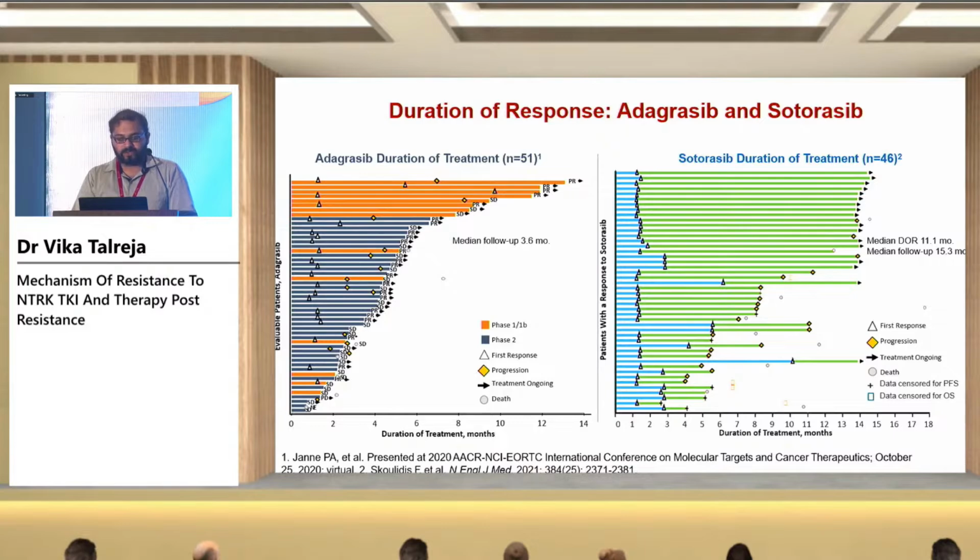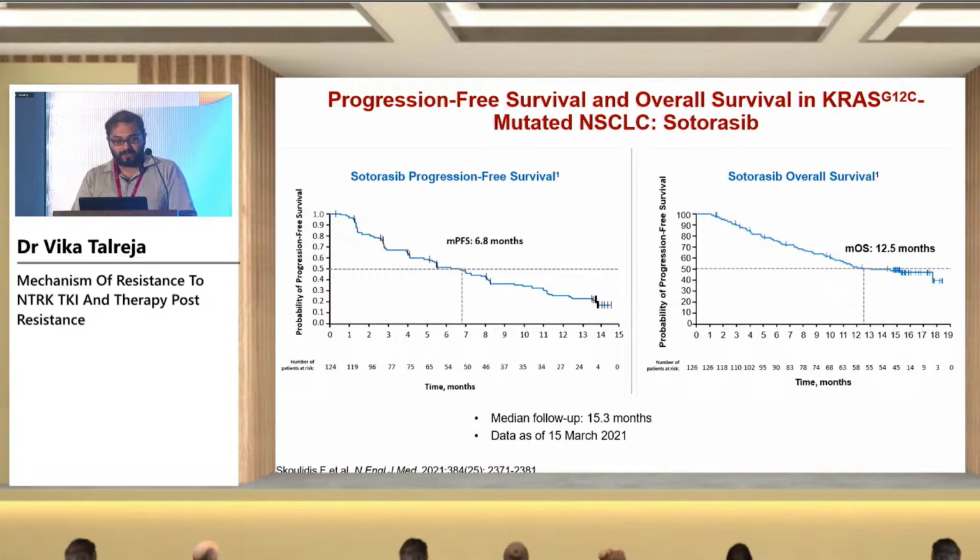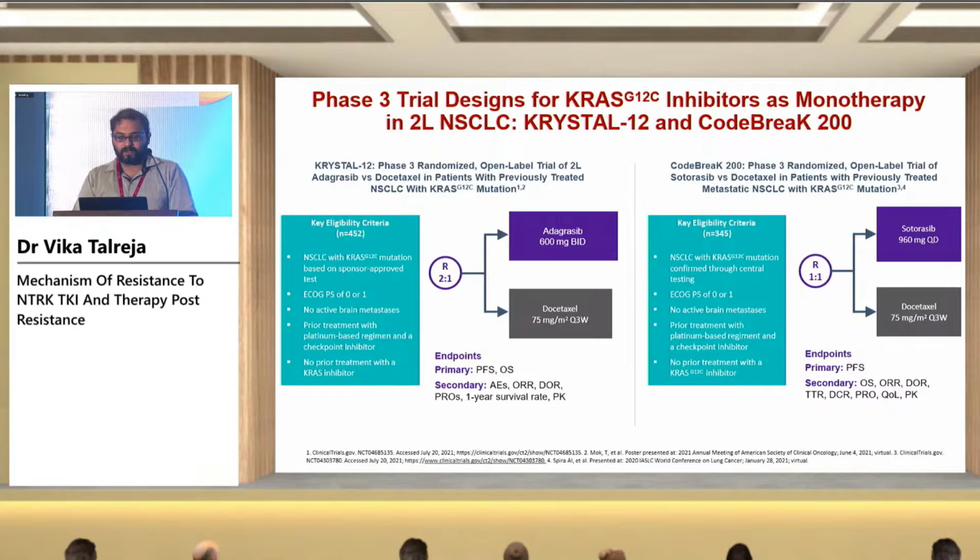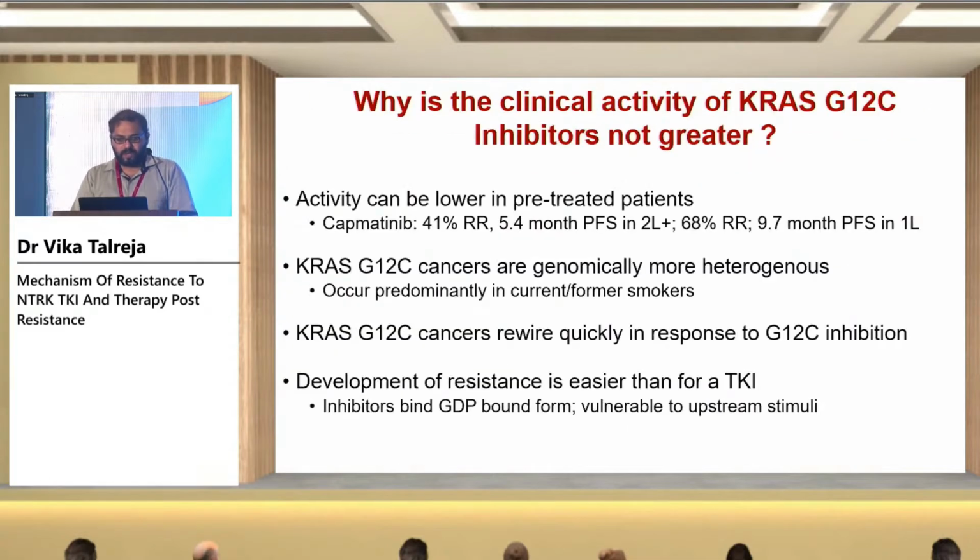If you look at the duration of responses, you could see those responses lasted a good duration, with sotorasib data available for nearly 11 months. Now, looking at survival, sotorasib overall survival was 12.5 months and progression-free survival was 6.8 months, with around 15 months of follow-up. This translated into phase 3 trial designs as monotherapy in second-line non-small cell lung cancer, KRYSTAL-12 and CodeBreaK 200, all showing promising outcomes.